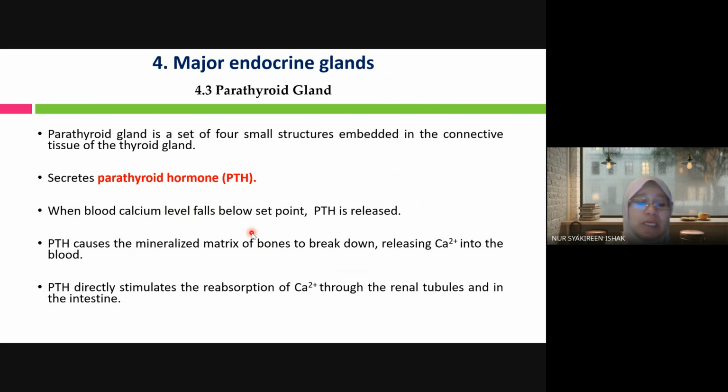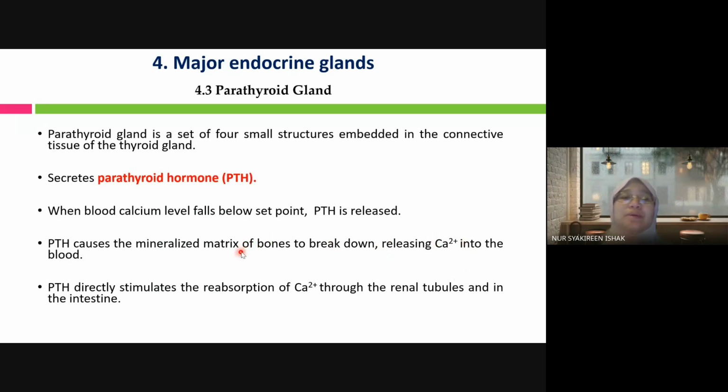Okay, so awak tak suka susu, awak tak nak minum susu, awak tak nak ada anything to do with dairy product. Tak nak makan susu pun. So your calcium level will drop. When calcium level drops, it causes PTH to be released from the parathyroid gland. So when blood calcium level falls below set point, PTH is released. PTH causes the mineralized matrix of bone to break down, releasing calcium.